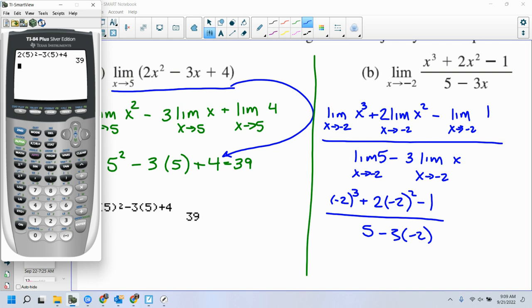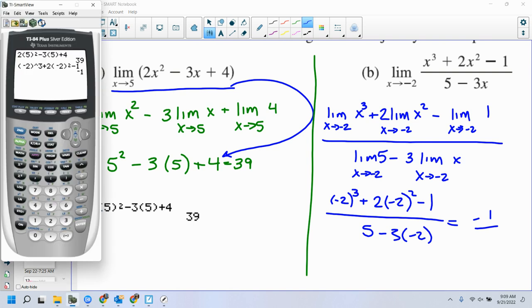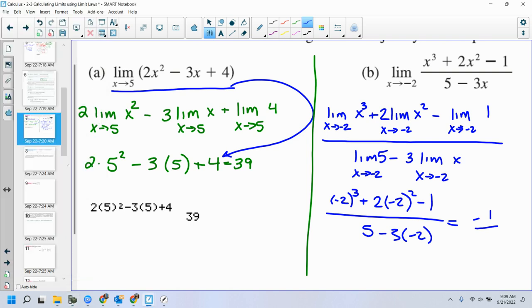Okay, let's run the numbers. We've got -2 to the third plus 2 times -2 squared minus 1. Oh, -1, that's convenient. -1 divided by 5 plus 6. 11. -1/11.